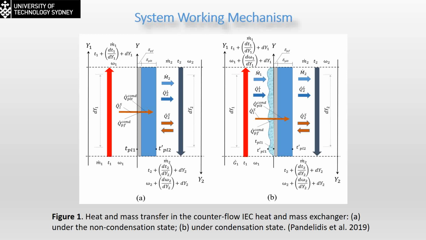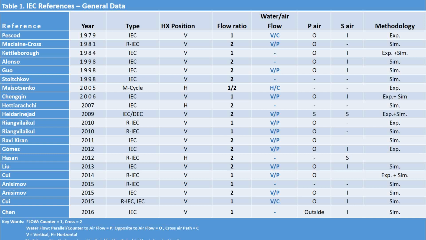This is just a sample of the research I went through in the literature review, and I concentrated on the following: what type of indirect cooler you're using. Now you can see we have different types. We're going to talk about this one later. Then the heat exchanger position, the flow rate ratio between the primary and secondary air, the water to air flow direction, the primary air source and the secondary air source, and the methodology used in the study. So I'm going to tell you what I took from that.